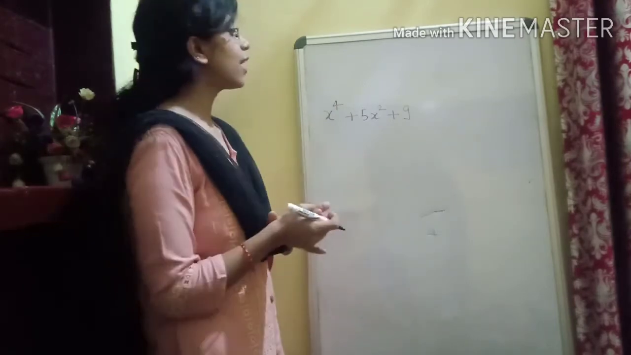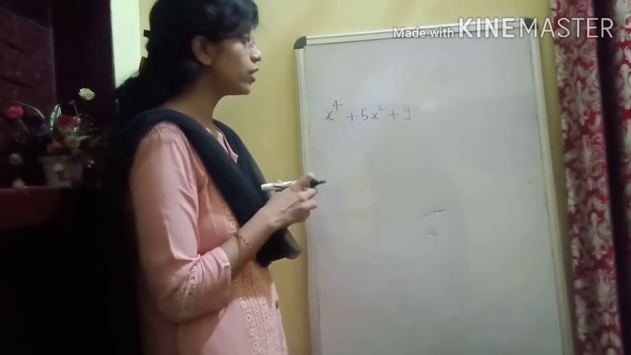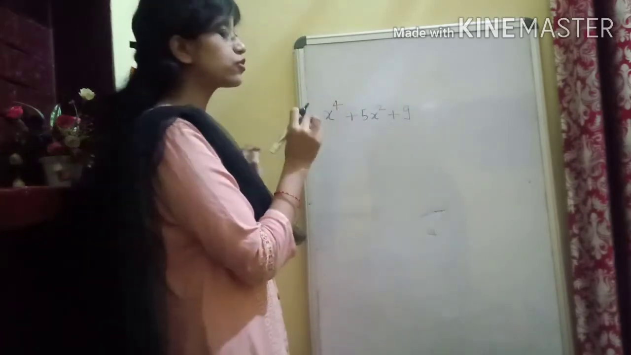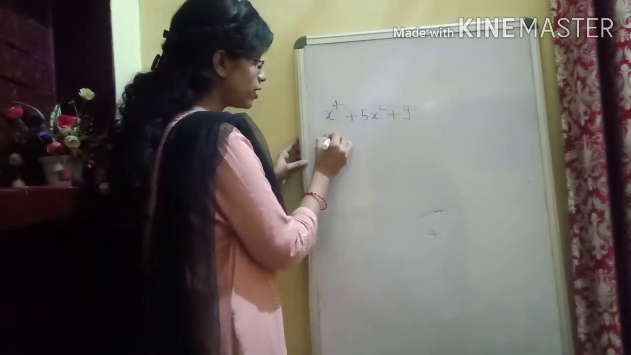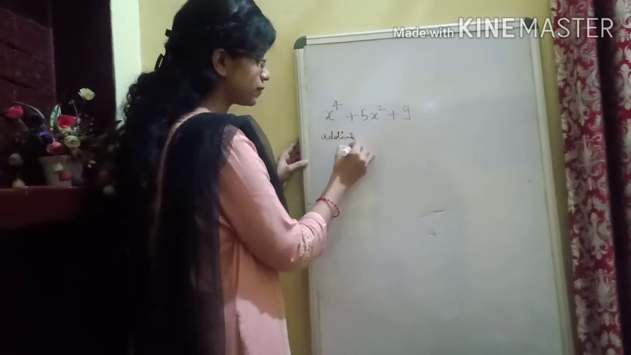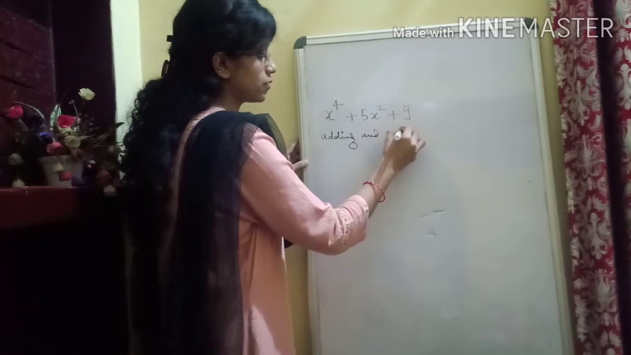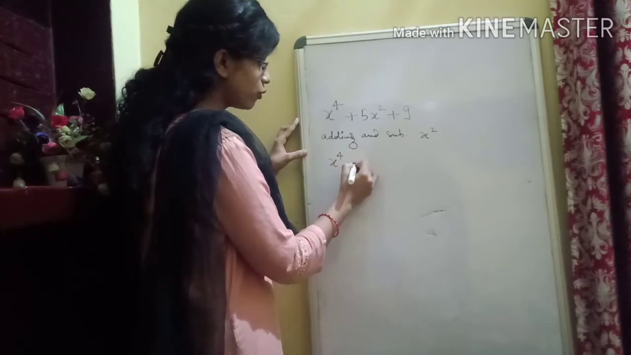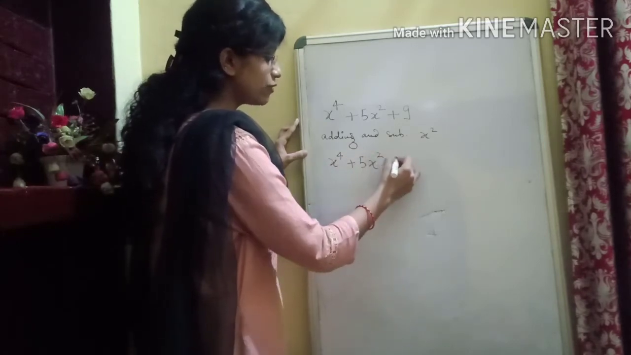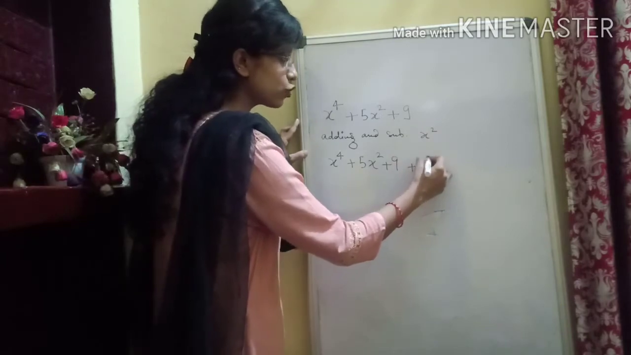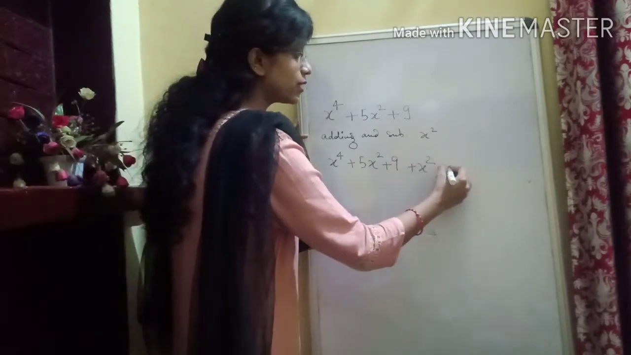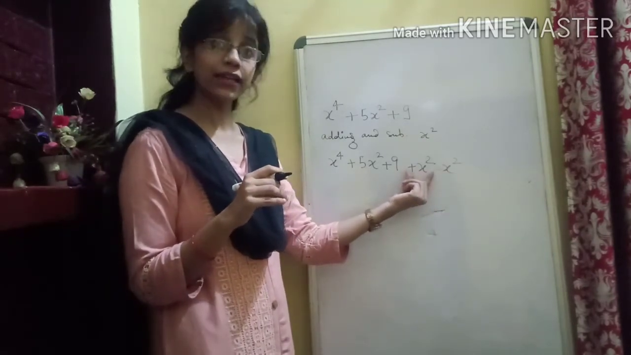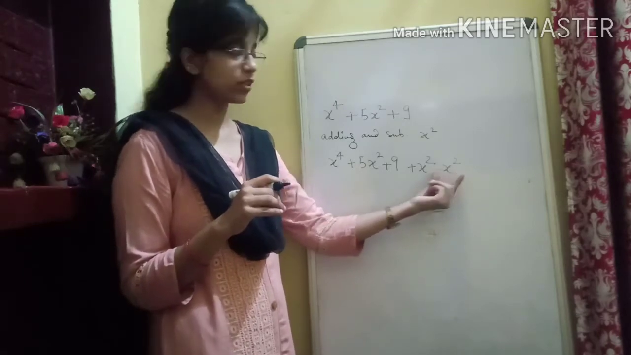So in this question we actually have to do something. What we are going to do is that we are actually adding and subtracting x square. Okay, so if I write, we are adding and subtracting x square. That means our question is x to the power 4 plus 5x square plus 9. We have to add x square, that is plus x square. We have to subtract also, that is minus x square. And when we do this, see, it will not change our question, because whatever quantity we are adding, same quantity we are subtracting as well. So it will be same.